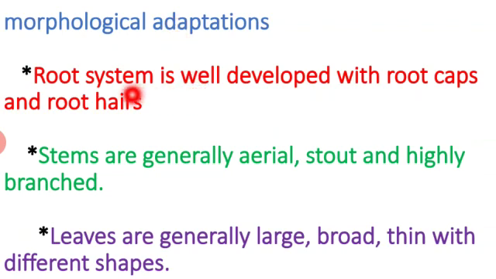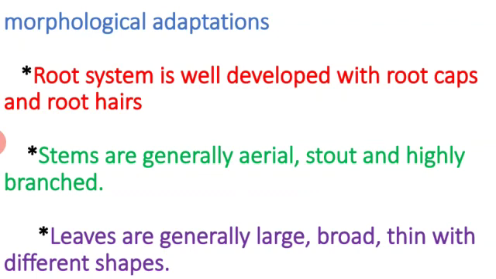Morphological, we already told you, means the external structure of the plant can be analyzed. So here the root system of the mesophyte is well developed. They consist of root caps as well as root hairs, and stems are generally aerial, stout as well as highly branched. Aerial means above the soil level, stout means somewhat wider, and highly branched means a lot of branches in the stems you can find in this type of plants.